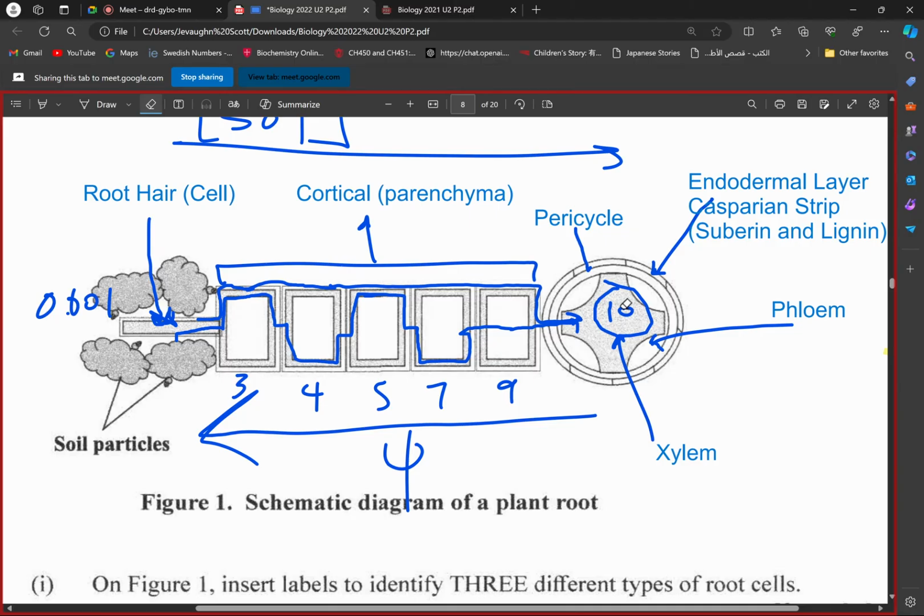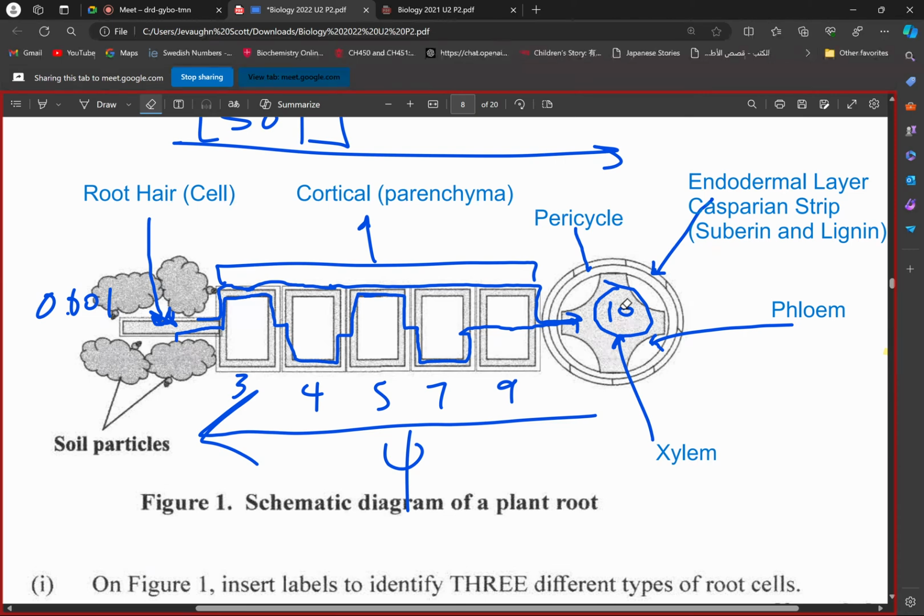Let's say that the water potential out here is probably like 10, and then a 9, 8, 7, 6, 5, 4. You move from higher to lower. Okay? So you just need to describe the water gradient. That's 2 marks. That's fine.